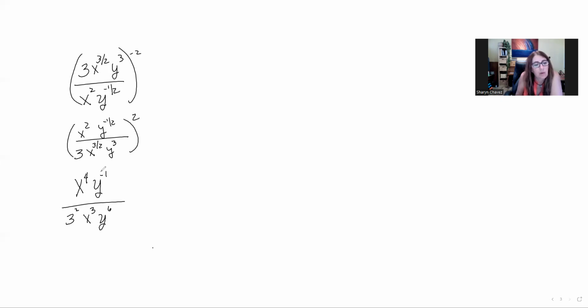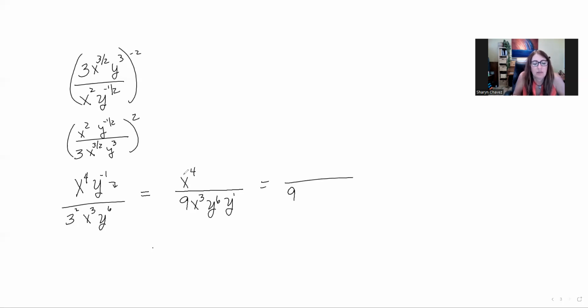Now we still have one negative exponent there. So let's do this. 3 squared becomes 9. This x to the 4th is here. So this guy is going to come down as a positive. Oops, we put this x to the 3rd back. Y to the 6th. So he's going to come down, making him a positive 1 now. Okay.